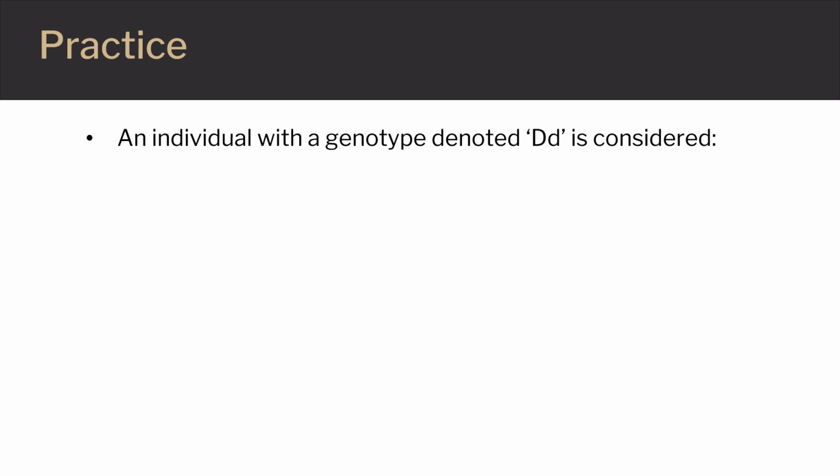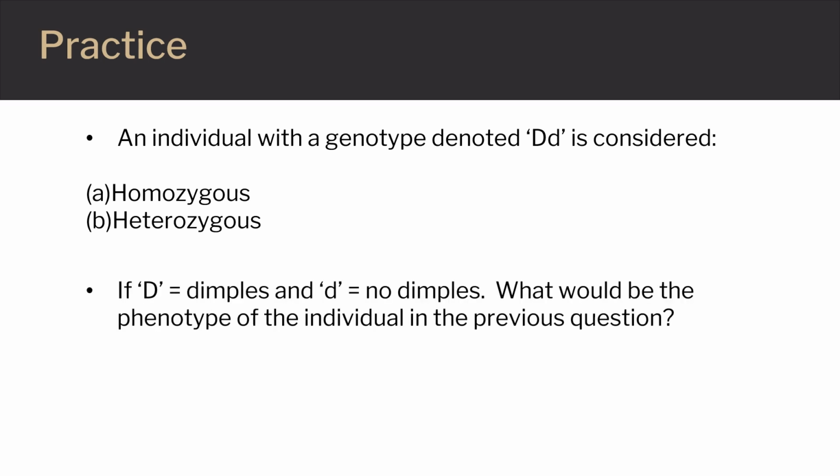Let's do a practice question. Let's say that an individual has the following genotype: capital D, lowercase d. Is this individual considered homozygous or heterozygous for that particular genotype? What if we say that capital D denotes dimples and lowercase d means no dimples? What phenotype would the individual with the capital D, lowercase d genotype have? Would they have dimples or not?